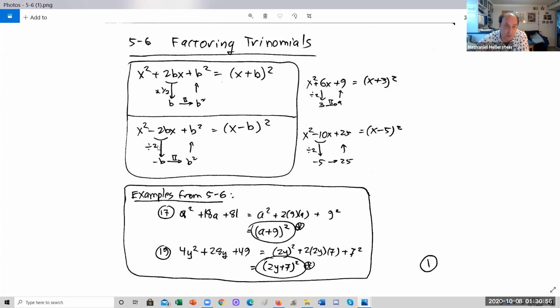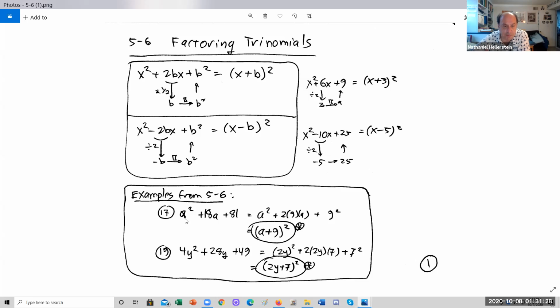Divide minus 2b by 2, you get negative b. Square that, you get the same b squared. If it matches that, then the whole thing equals x minus b, all squared. For example, x squared minus 10x plus 25. We take half of negative 10, that's negative 5. Square that, that's positive 25. It matches that. Therefore, this trinomial equals x minus 5, squared.